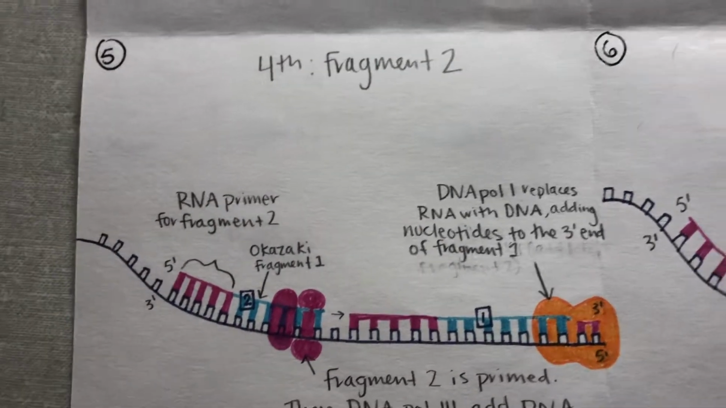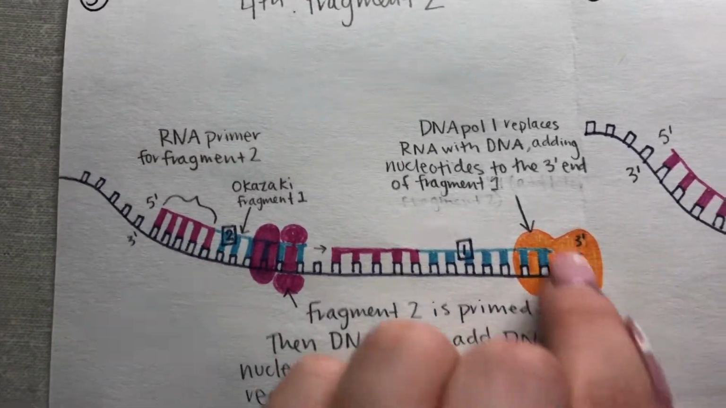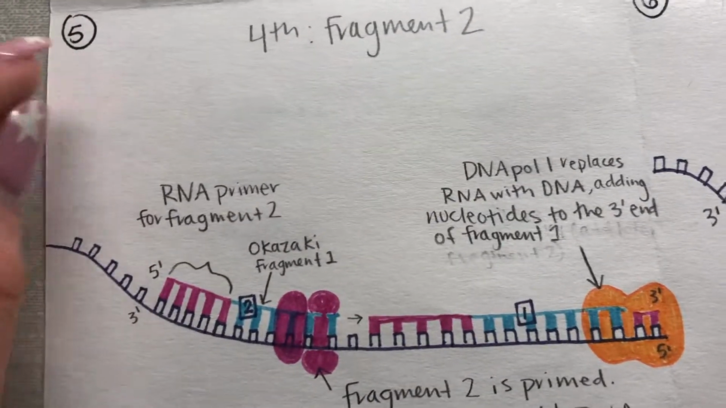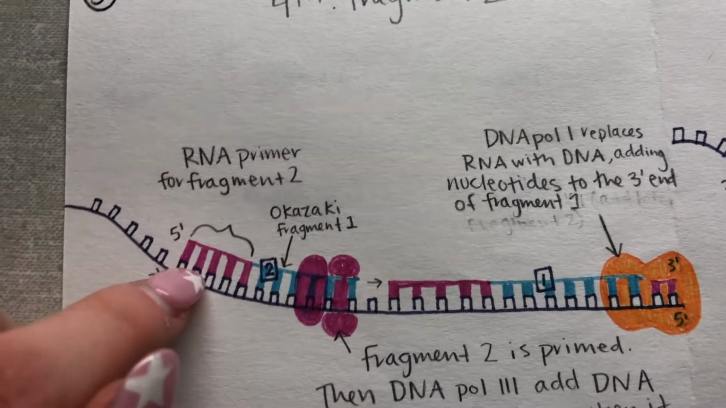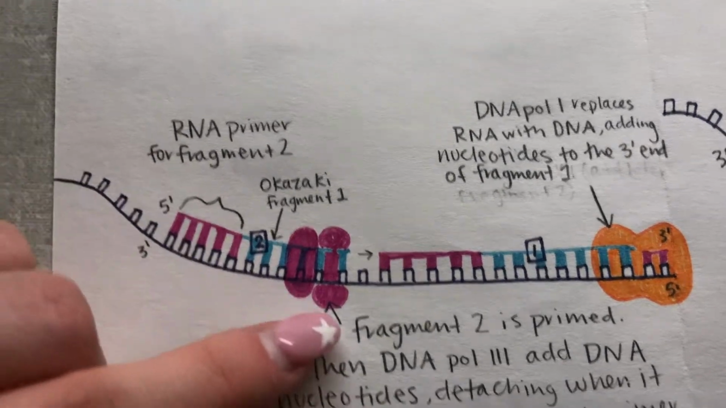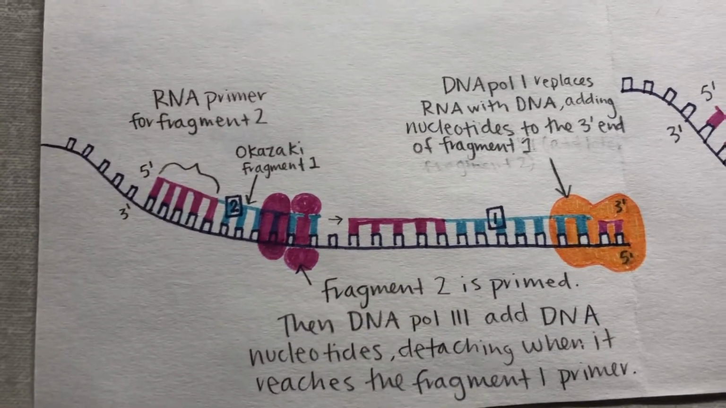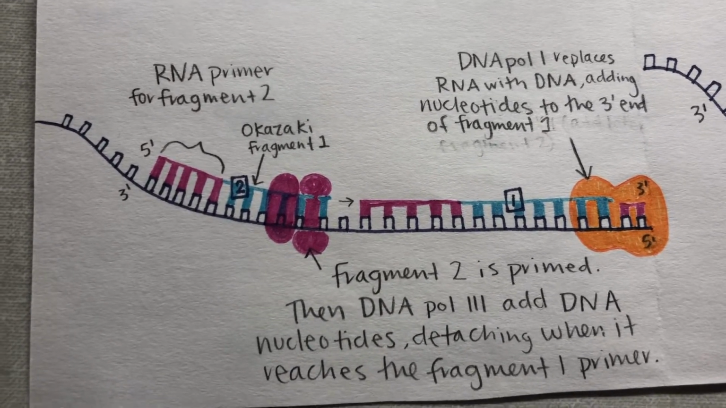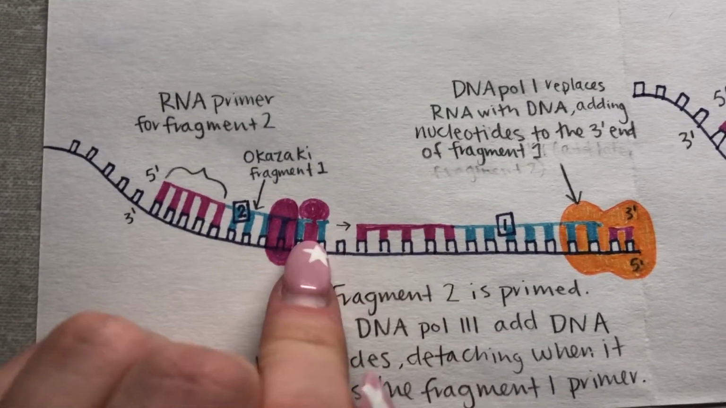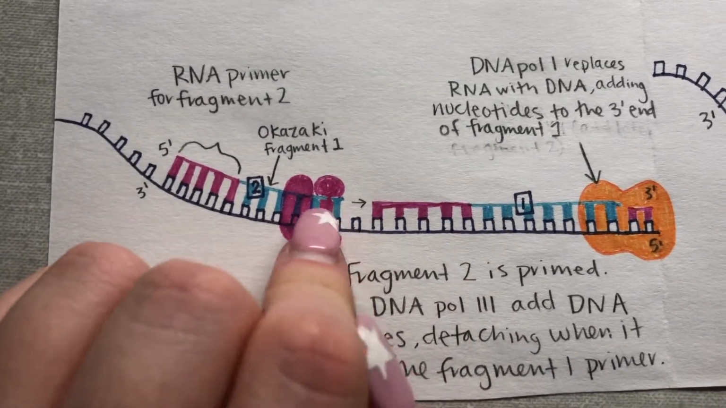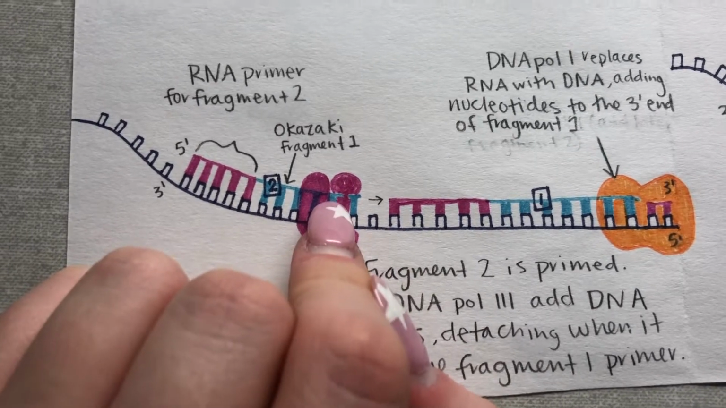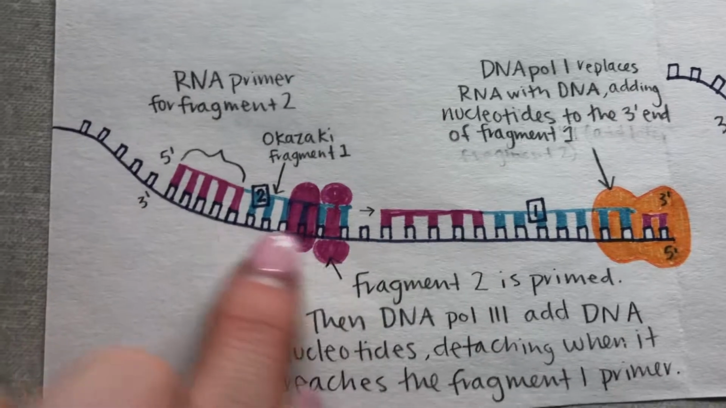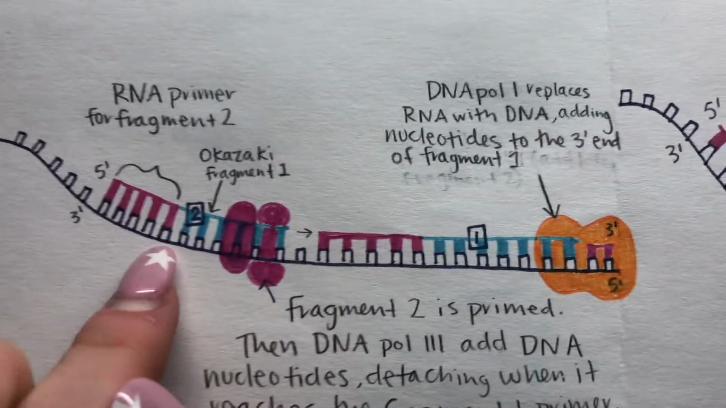Alright, so fragment 2, this one, as you can see, has another original RNA primer for fragment 2, and once fragment 2 is primed, DNA Pol 3 adds DNA nucleotides and detaches again when it reaches the fragment 1 primer. So after fragment 2 reaches this, the DNA Pol 3 detaches itself again. So that is the process of making the second fragment.